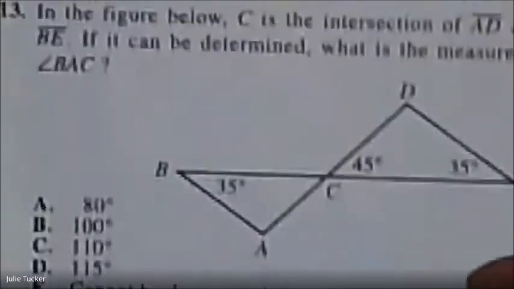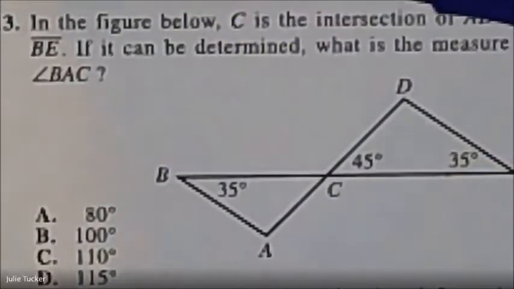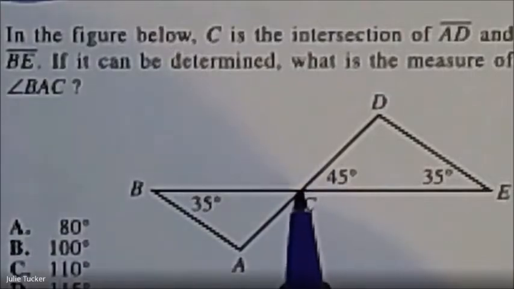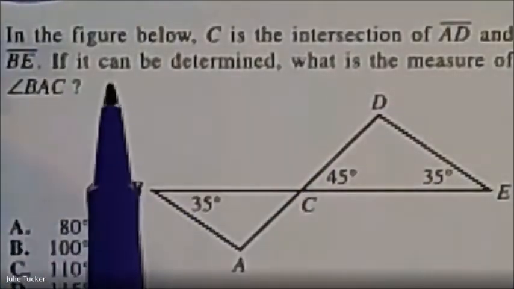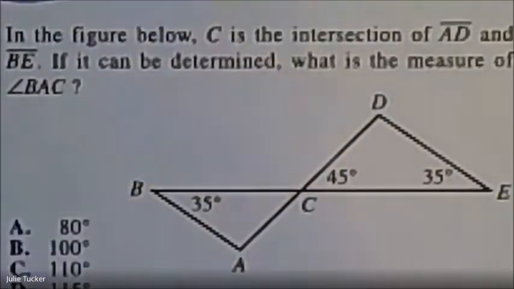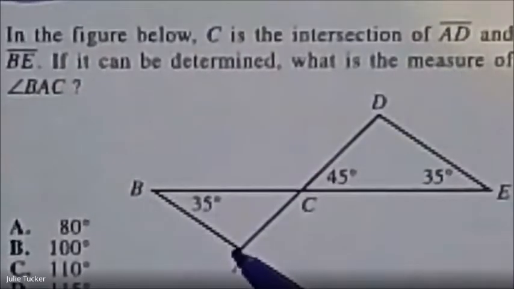All right, number 13. In the figure below, C is the intersection of segment AD and segment BE. So they're saying C is the intersection. It can be determined what is the measure of angle BAC. So where's BAC? BAC is right there, isn't it? Okay.